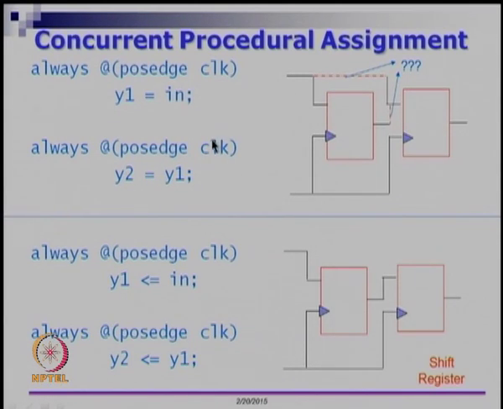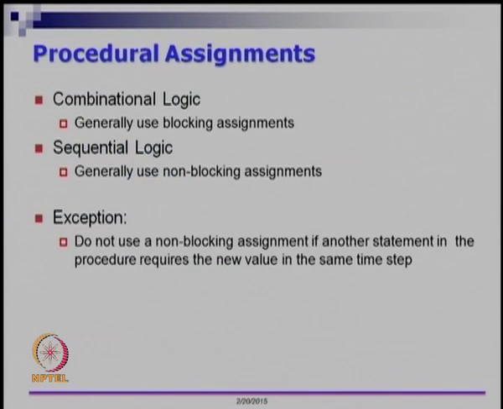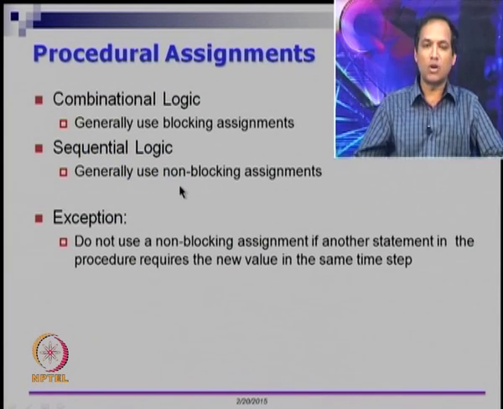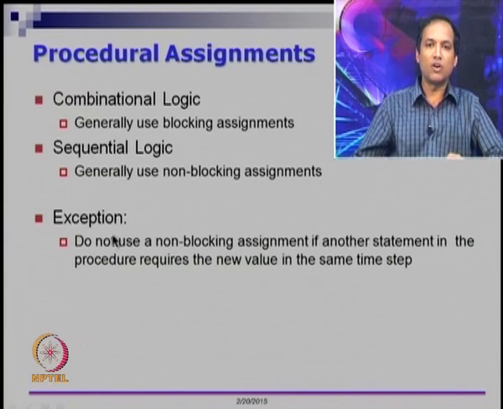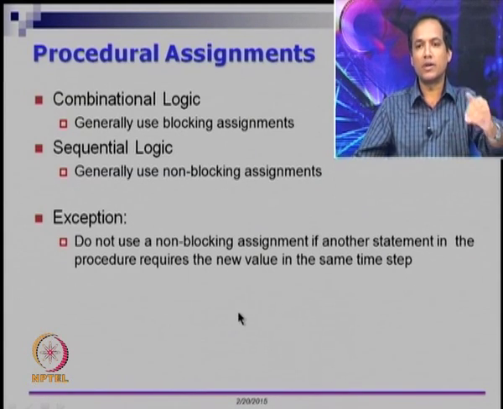So this is the reason why you don't use blocking assignment statements for sequential logic. Whenever you want a flip flop, you always use non-blocking assignments. So combinational logic generally uses blocking assignments, sequential logic generally uses non-blocking assignments. The only exception for this case is, do not use a non-blocking assignment if another assignment in the procedure requires a new value in the same step. What I mean by that is, if you are using something for a temporary calculation, use blocking assignments and not non-blocking assignments.